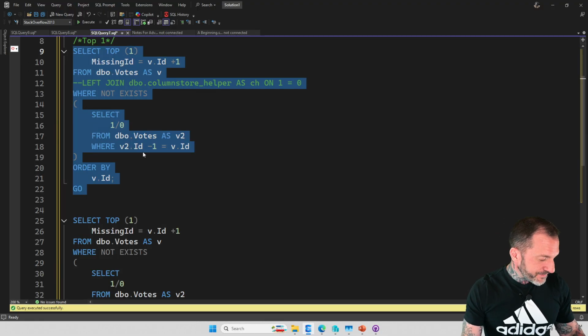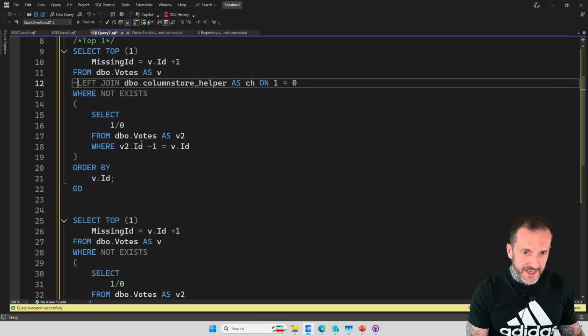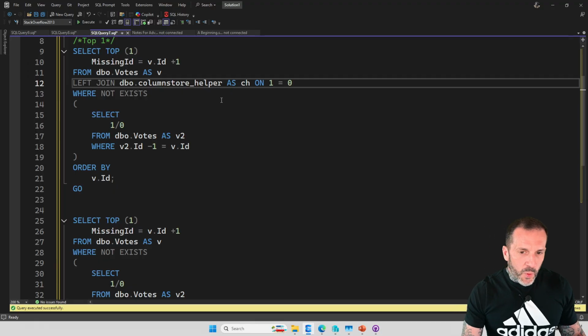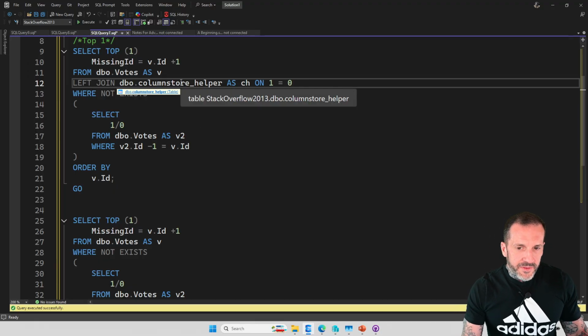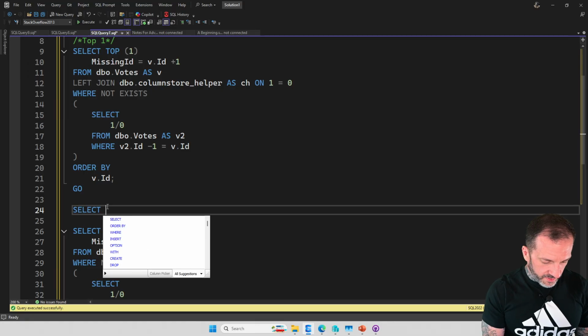Let's try this again. Let's give SQL Server some ideas about itself. Let's say, hey, SQL Server, what might be a good idea here? Now, this table, column store helper, is a completely empty table. I'm just going to type in a demo real quick.